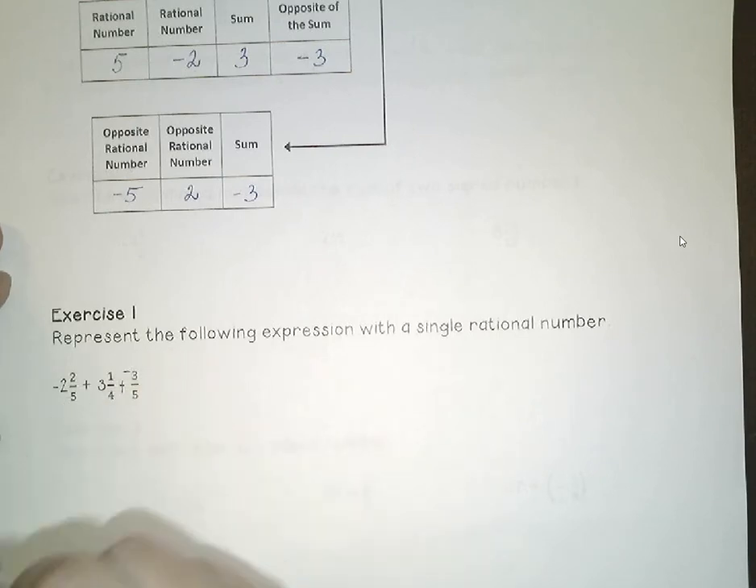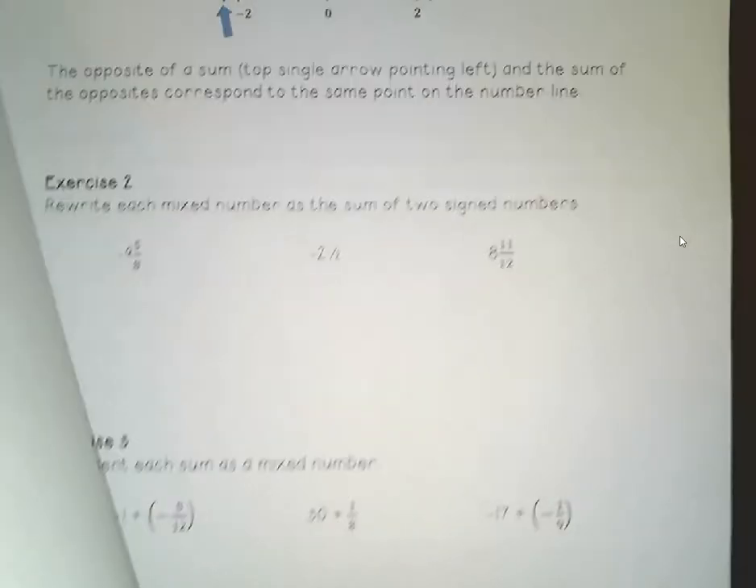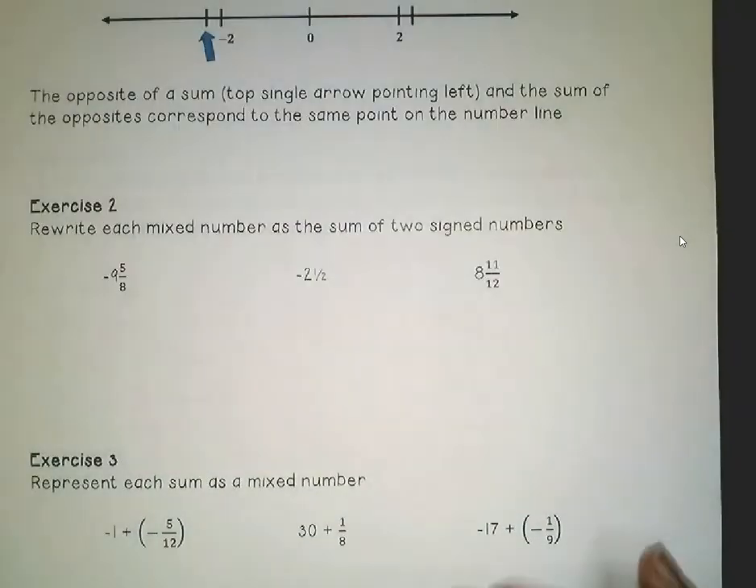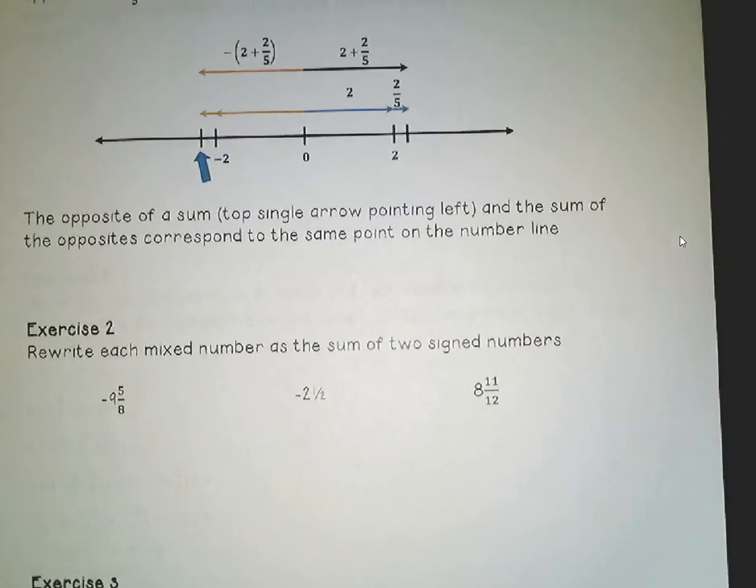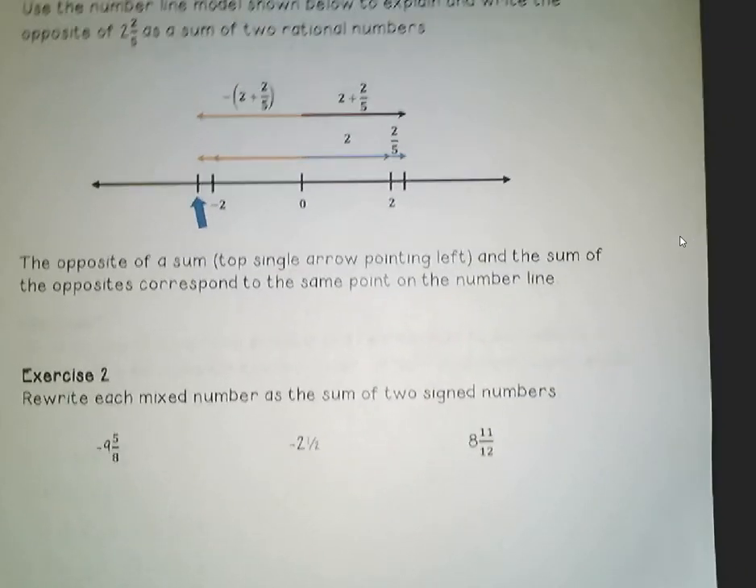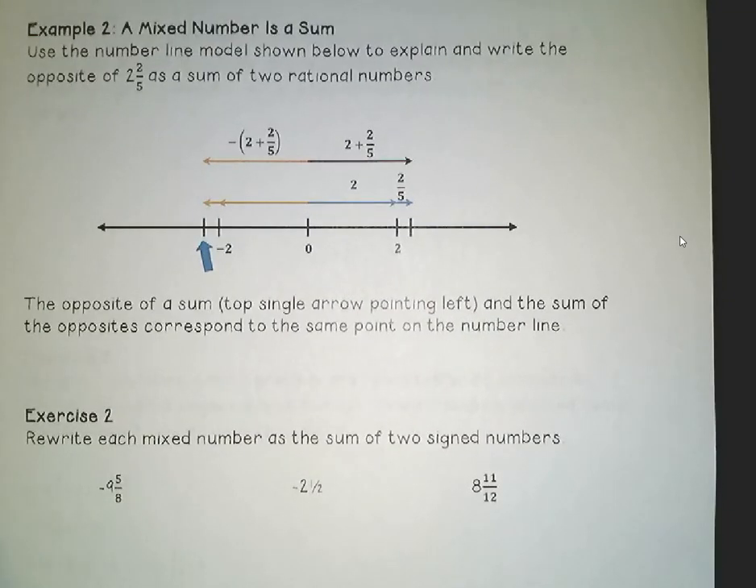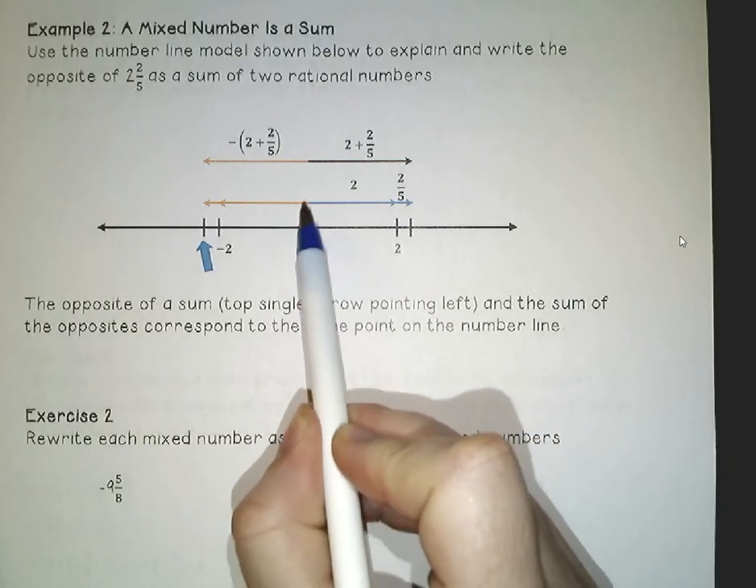-2 and 2/5. How can I represent that and make it easier? Before I do that, I want to show you this one. How do I show -2 and 2/5 on the number line? And that is how, right here on the next page. First, we are going to show it on the number line, right? -2 and 2/5.